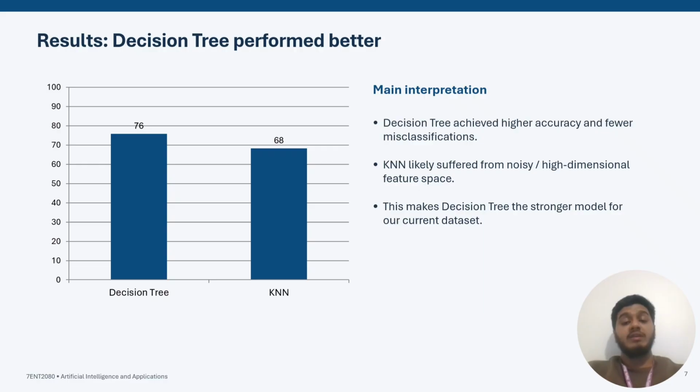From our results, we see that the decision tree performed better, with an accuracy of around 75%, and the KNN accuracy is only 68%. So we can see that the decision tree performed better, and it also provides better interpretability. That's why we selected it as our main model.